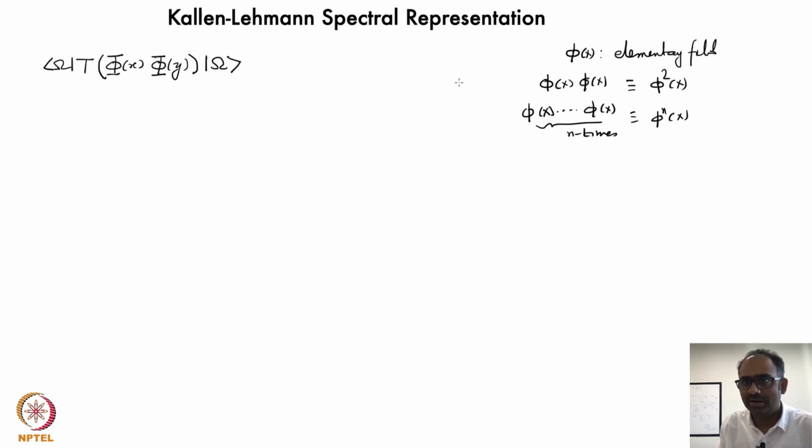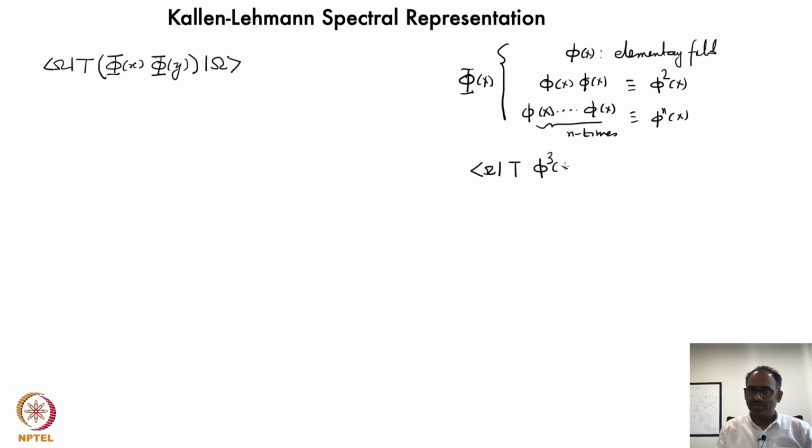So, I am saying phi of x could be any of these. It could be an elementary field phi, or it could be a composite field where you have several elementary fields at the same spacetime point. Okay. And if you were to look at this object in perturbation theory and draw a Feynman diagram, suppose I want to look at this object, omega time-ordered product of phi cubed of x, phi cubed of y.